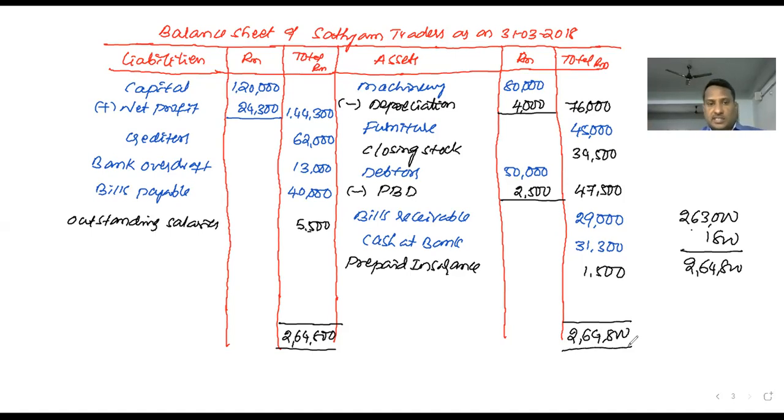So my dear students, the balance sheet is tallied, which means the answer is absolutely correct. I hope you understand this problem. So do practice this problem along with the last problems also. The adjustment problems are very important from the examination point of view.